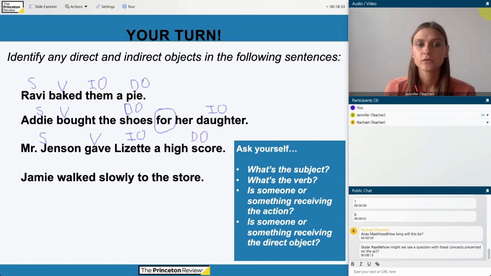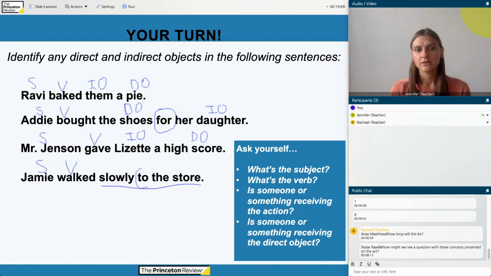Next sentence here. Jamie walks slowly to the store. What's the subject? Who's doing the action? In this case, it's Jamie. And what's the verb? We have walked. So, is someone or something receiving that action? Well, let's look at what else is going on here. We've got slowly to the store. So we see a to, which is that preposition I mentioned earlier.